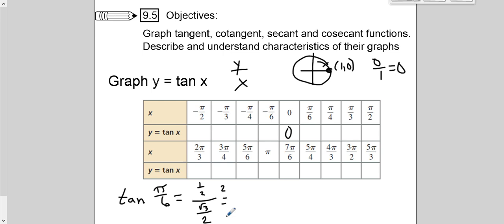Multiply top and bottom by 2, cancels out the 2, so we get 1 over rad 3. Simplify it by multiplying by rad 3 over 3, and we get rad 3 over 3 for a final answer. So that's for pi over 6. Pi over 4, you are dividing rad 2 over 2 by rad 2 over 2. Any number divided by itself is 1. And keep going.